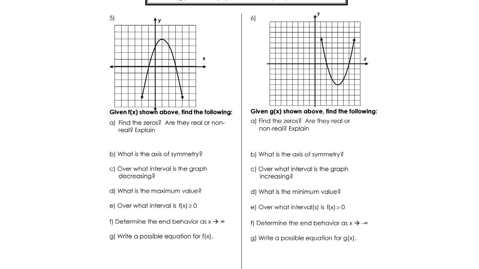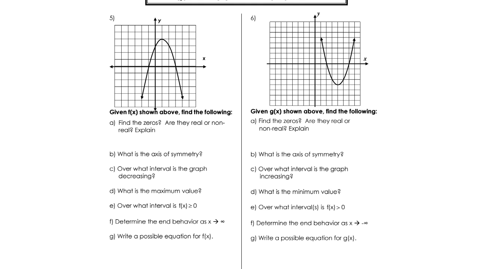All right, guys, we're on the back side of Unit 8, Day 1 notes. And I kind of scrolled down a little bit so I can see my graph and my questions at the same time. And number 5 says, given f of x shown above, find the following. Find the zeros. So instead of giving us the equation and having us algebraically find them, now they give us a graph. So we have to be able to go both ways.